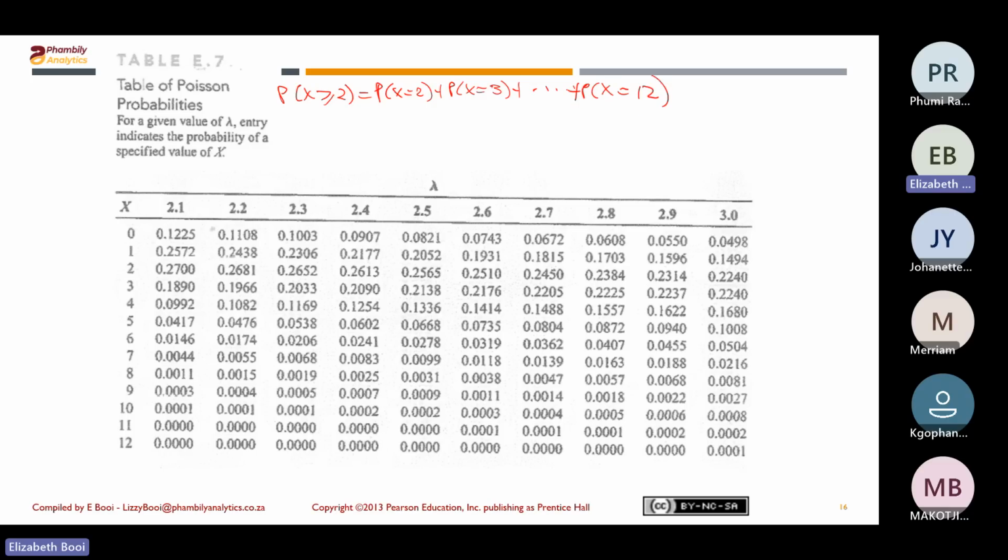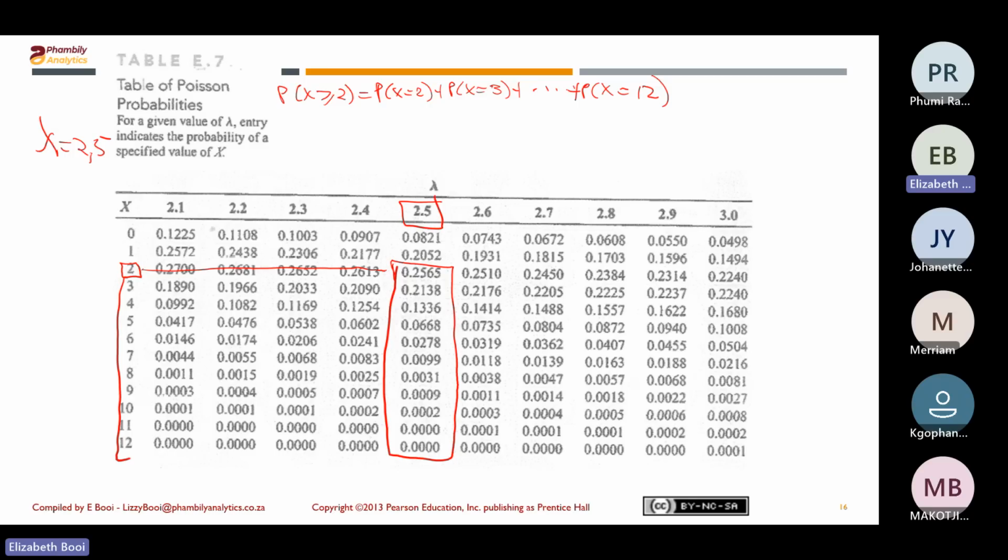I'm not going to write all of them because I'm not interested in all of them. I'm going to use the table. X is equal to 2.5, or lambda is equal to 2.5. That's what we were looking for. So I'm going to go to 2 and I will have to include all these values. So it means I must add all these values. So let's start adding them.